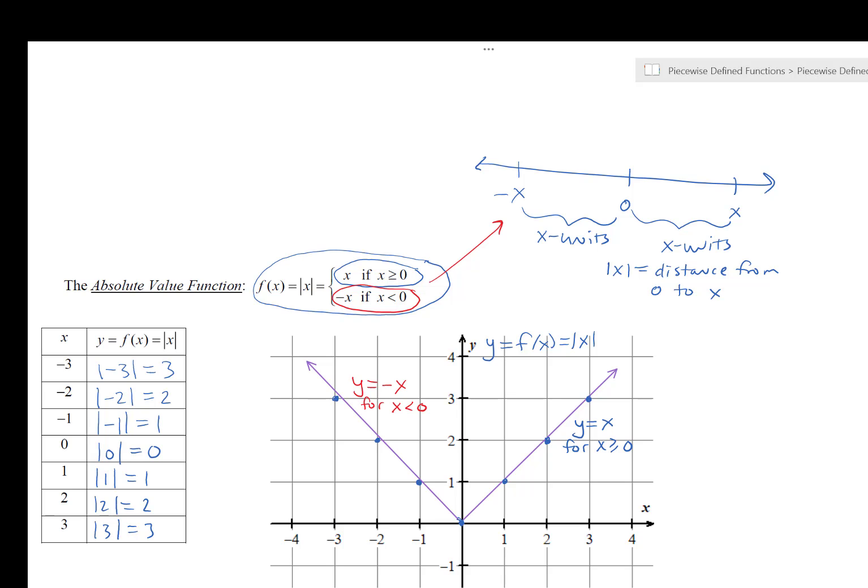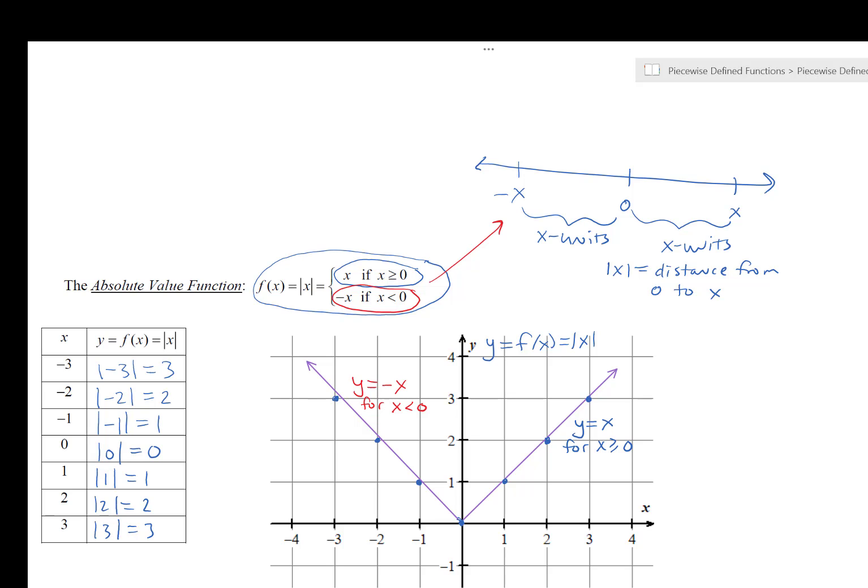We saw that if x was negative 3, then the absolute value of that was positive 3. Negative negative 3 is 3. If x was negative 2, the absolute value of that was 2. Negative negative 2 is 2, and so on. So we actually have this one single function here, the absolute value function, and it is defined by different rules depending on which value of x you plug into the function.